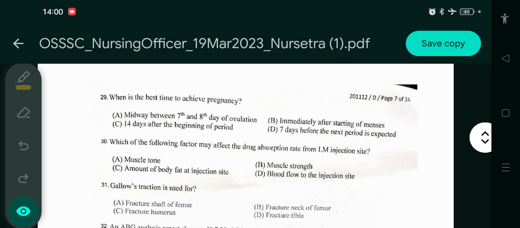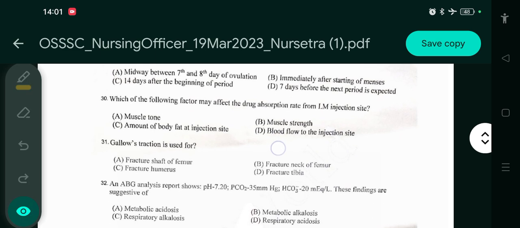Already you all know that in a 28-day menstrual cycle, day 14 is the ovulation day, and fertility risk is high on that day. We consider day 11 to 16 as the high fertility period. According to that we choose the option; the correct option is option A, and the other options are incorrect.